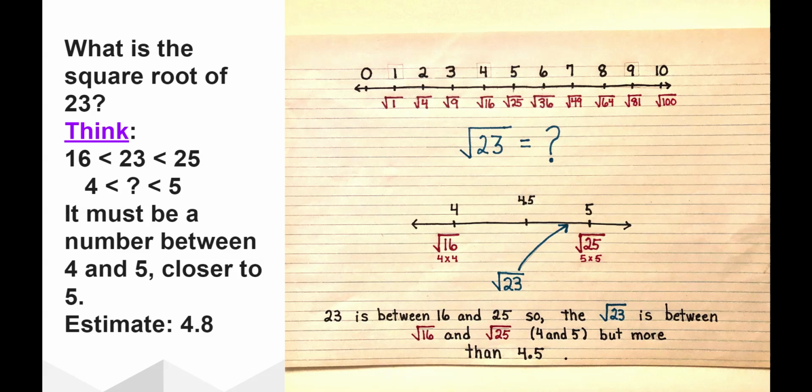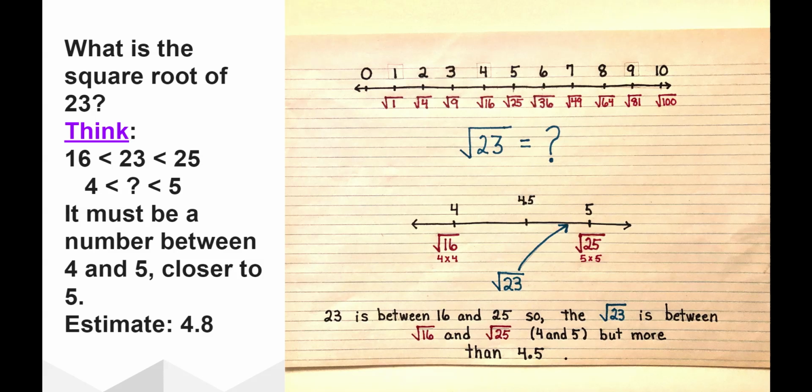In our last lesson, we saw that a number line is a helpful way to estimate square roots. Let's review this by trying to find the square root of 23. Since 23 is between 16 and 25 on the number line, the square root of 23 must be between the square root of 16, which is 4, and the square root of 25, which is 5.